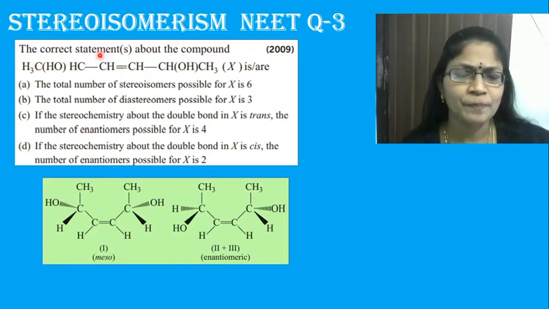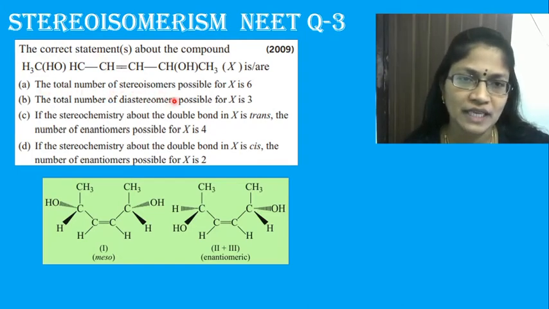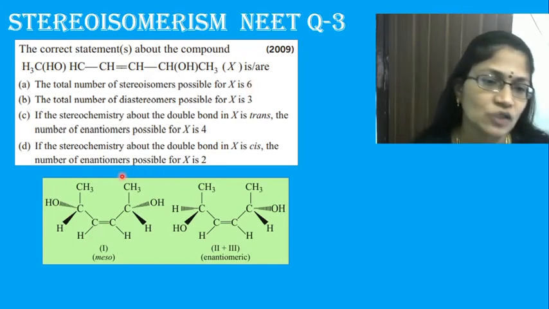Here, what is the question they are asking? The total number of stereoisomers possible for this compound is 6. They are saying 6 isomers in total. We will check one by one how many isomers we have for this compound.